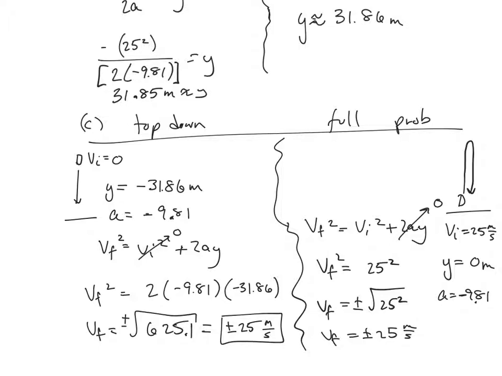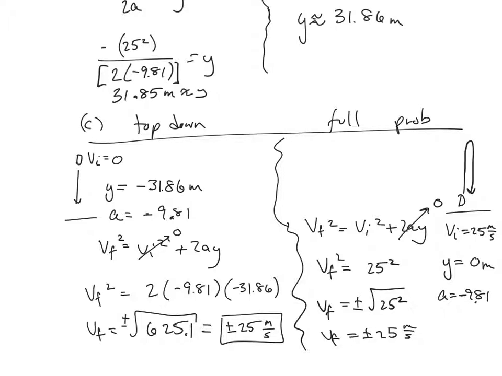Now, is the answer negative or positive 25? Use the context of the problem to answer. Is it negative or is it positive 25? Which one of them could it be? Ricky? Positive. Why positive, Ricky? Because it's going up. Is it going up, Ricky? But then it's dropping. And we're trying to find the velocity as it's about to hit the ground. Oh, negative. Good. All right, so at least you rationalized it correctly.